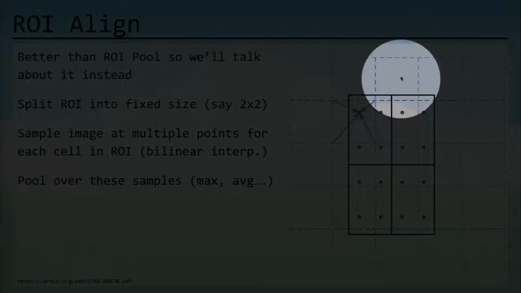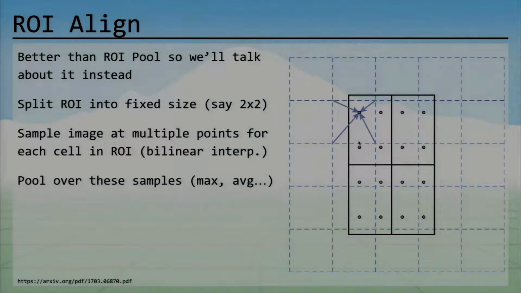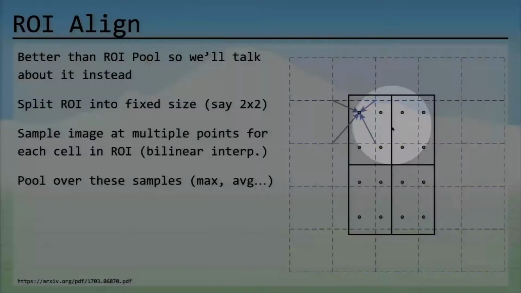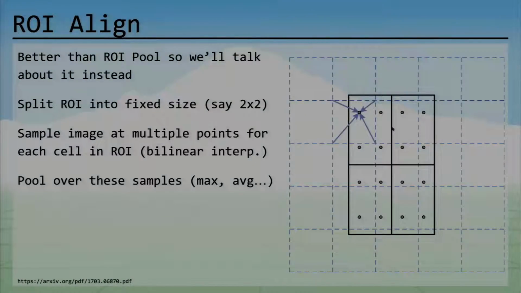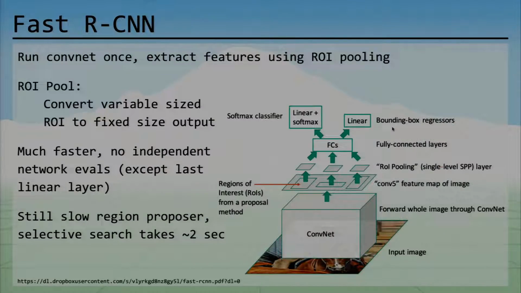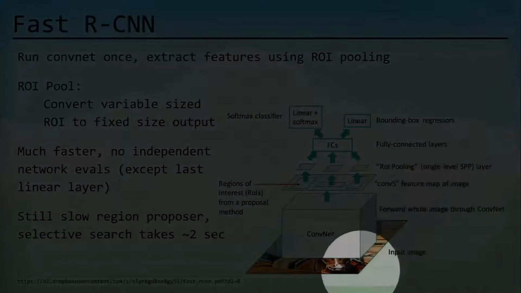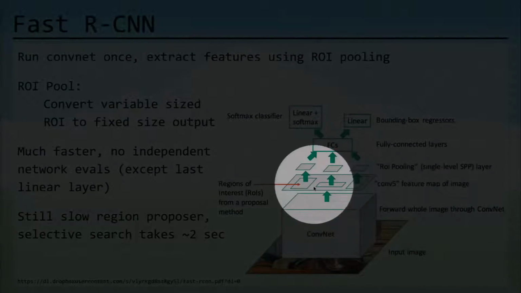So you can do this operation with any size of window in this feature map, and you'll always end up with a 2x2 feature map as output of this ROI Align operation. So Fast R-CNN uses this idea of doing ROI Align or ROI pooling, and we're going to run our convolutional net just first on the entire image.